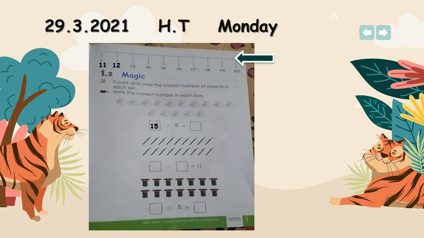So we need to cross 5 rabbits here. Let's cross them. 1, 2, 3, 4, 5. I crossed 5 rabbits here because they are saying 15 minus 5 is equal to. So count the leftover. How many rabbits are left? 1, 2, 3, 4, 5, 6, 7, 8, 9, 10. 10 rabbits are left here. I'm going to write number 10 here.